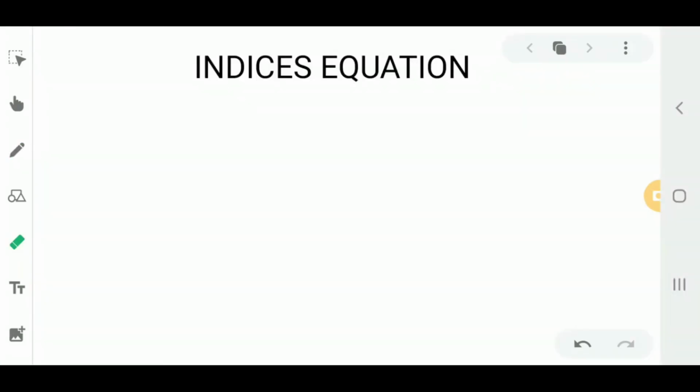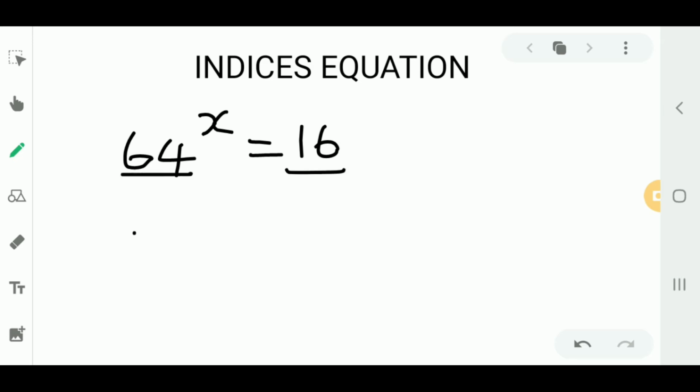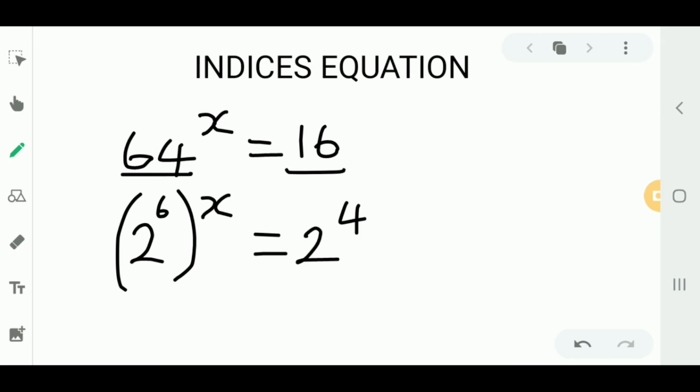Okay, so now we're going to do indices equations. For an indices equation, you have an unknown in the power. So for example, we have 64 to the x is equal to 16, and you're trying to solve for the unknown. So what you're going to do is think of the smallest base you can convert both of these to so that they can be the same. You're going to think of the number 2. So 2 to what power gives you 64? 6. Then you have the x outside. 2 to what power gives you 16? 2 to the 4.